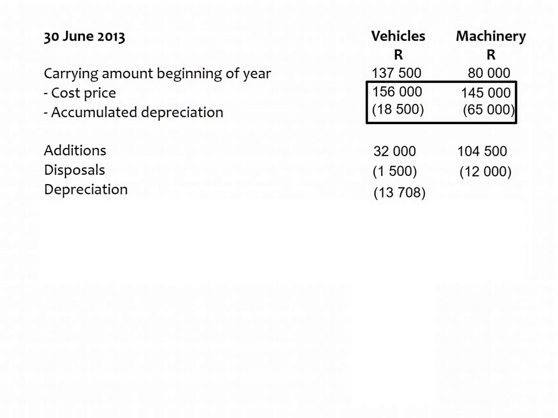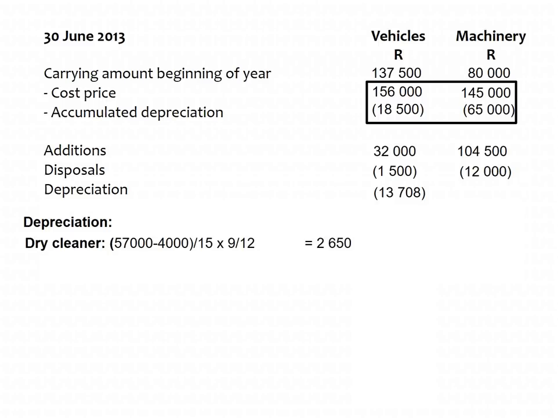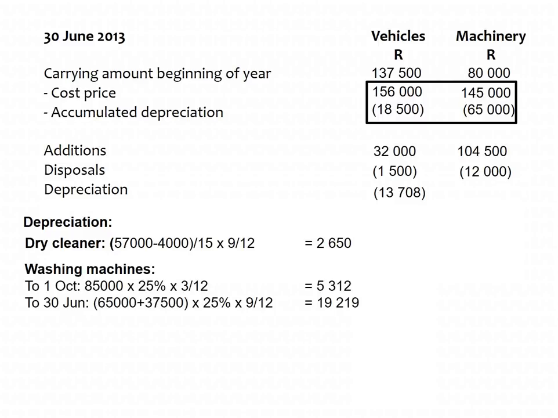Now we need to calculate the depreciation. We have depreciation on the dry cleaner, which was exchanged. We received a dry cleaner of 57,000 less the residual value of 4,000 over an estimated useful life of 15 years, and the exchange took place on the 1st of October 2012. So if we calculate our months, we'll get 9 months of depreciation on the dry cleaner, which amounts to 2,650.